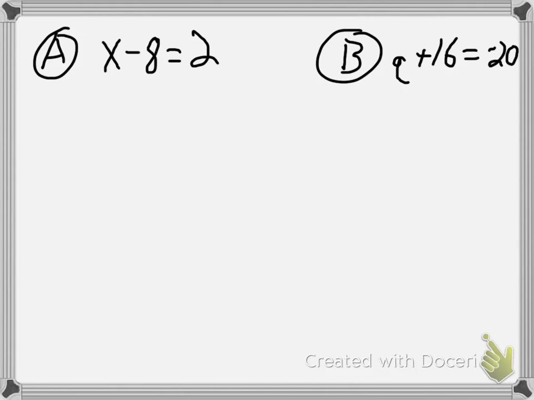For letter A, it's saying x minus 8. Again, we want to get that x by itself. So I'm going to think, okay, my operation is subtraction. What's the opposite of subtraction? Addition. So if I'm adding on the left side of our equal sign, I have to add on the right side to keep it balanced. Now I have to think, what am I going to add? Well, I want to get the x by itself, so I have to get rid of this 8 here. So I'm going to add 8.